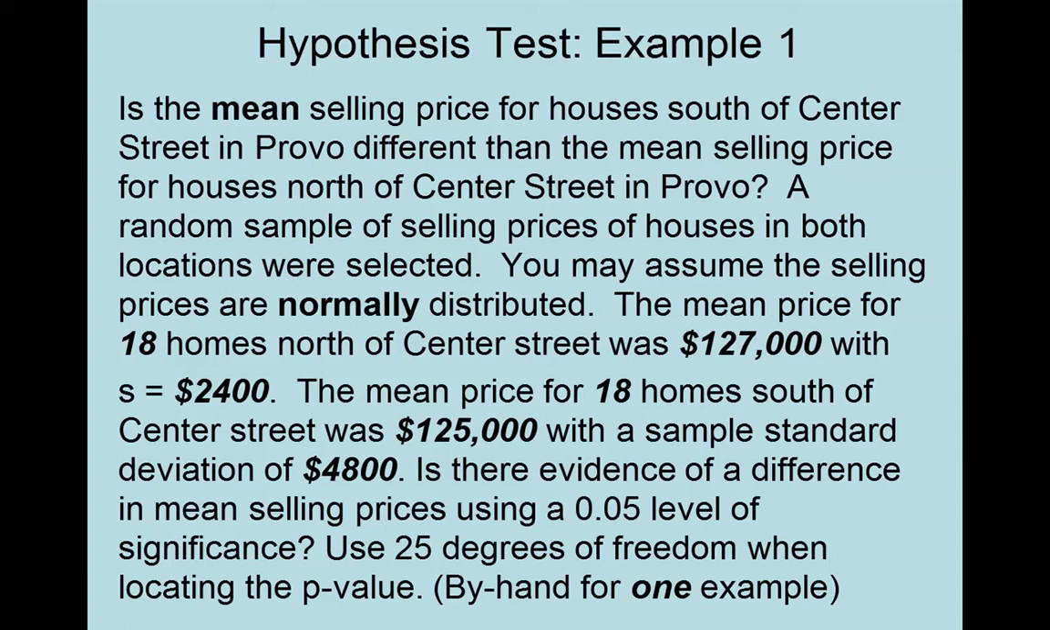Now, is there evidence of a difference in mean selling prices using a 0.05 level of significance? And for this example, use 25 degrees of freedom when trying to locate the probability. I'm going to walk through this one by hand and show you where all the math comes from, and then we'll come back and do it in the software and talk about what the software output looks like and how we would interpret it.